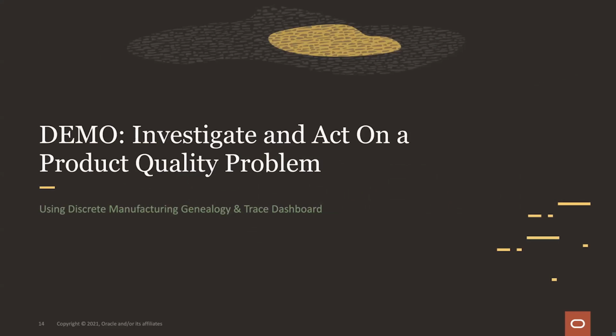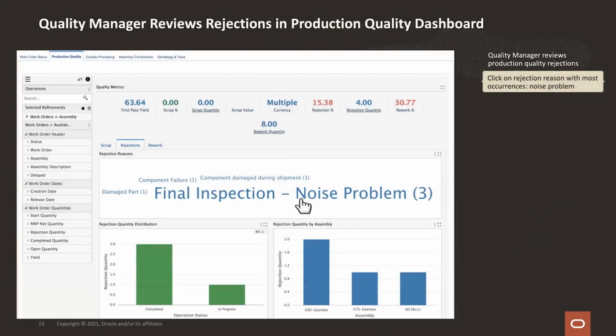So what I want to show you is a scenario where we're going to investigate the root cause of a quality problem and then take action on it. So let's assume we start as the quality manager. And of course, what you want to do as a quality manager is look at why you have failed quality tests, basically why you're rejecting assemblies that went through your quality tests. And here you can look at the tag cloud and see that most of the quality rejections we have are for the reason of finding a noise problem. So that's interesting. Let's go find out what that's about.